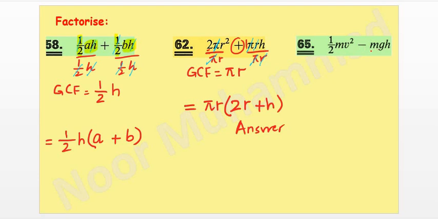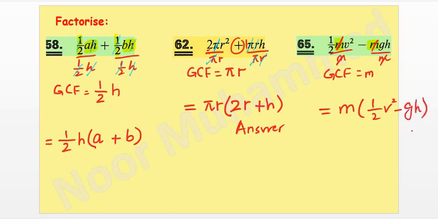Now the last one, we have only m as the common factor. So the GCF will become m, and we are going to divide the first term by m and the second term by m. And how can we get the factors? The first factor is m, the one that was the GCF. M will cancel m, and here m will cancel m. So half v squared minus GH, this will be the answer.